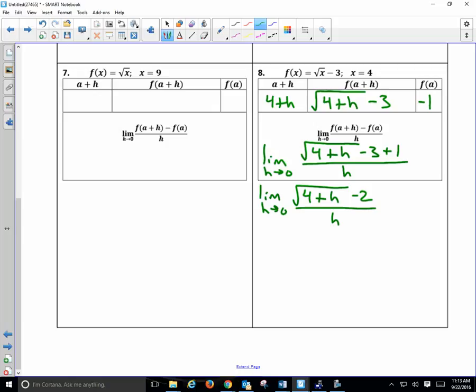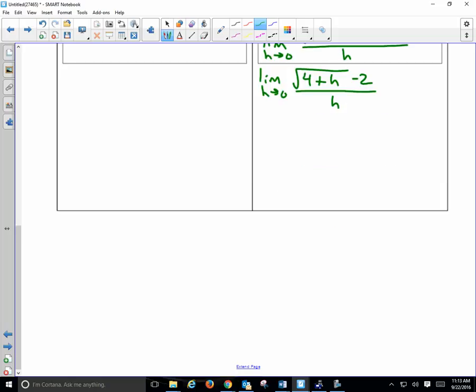How will I remove this discontinuity? What is my approach here? Conjugate. Very good. I multiply by the root of 4 plus h plus 2 over the root of 4 plus h plus 2. Limit as h goes to 0 of root of 4 plus h times root of 4 plus h. Negative 2 times positive 2 gives me the negative 4.